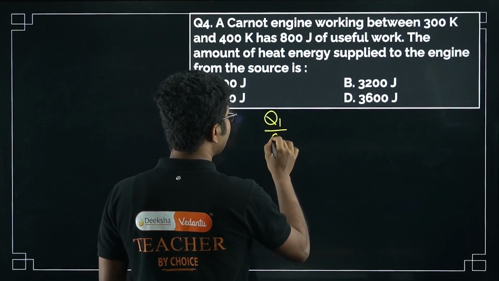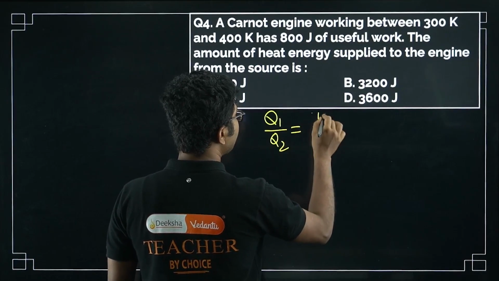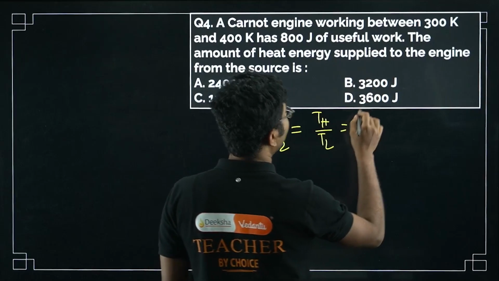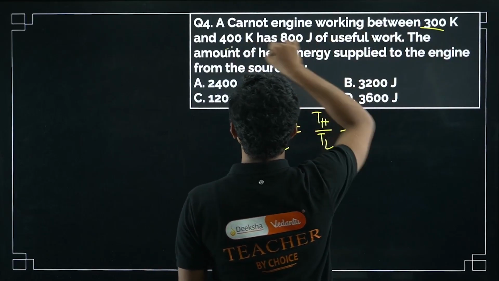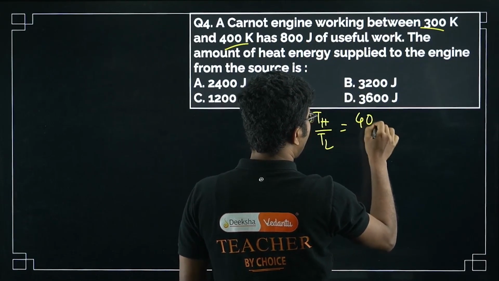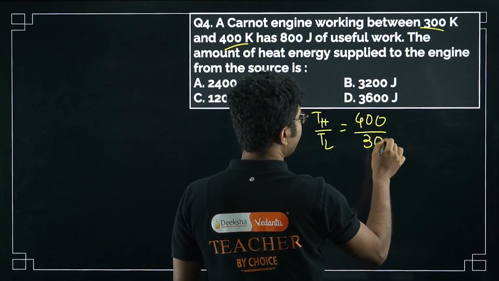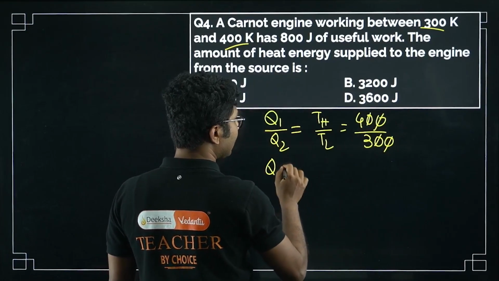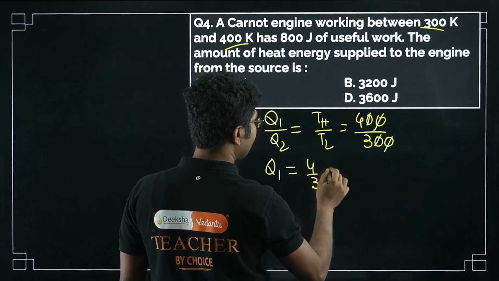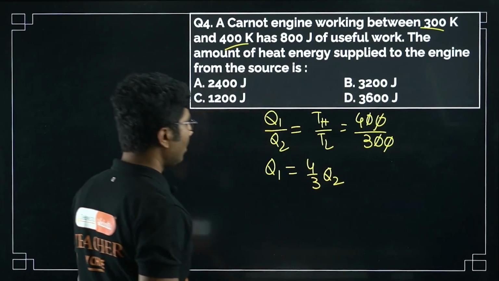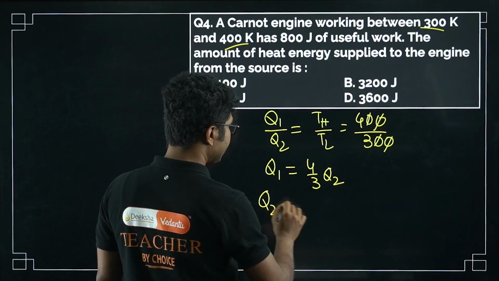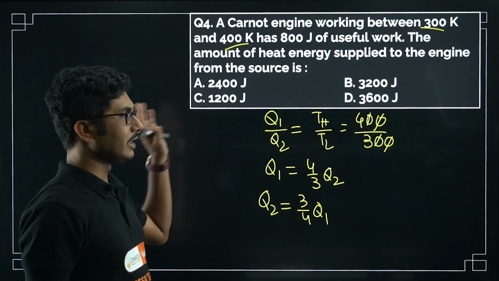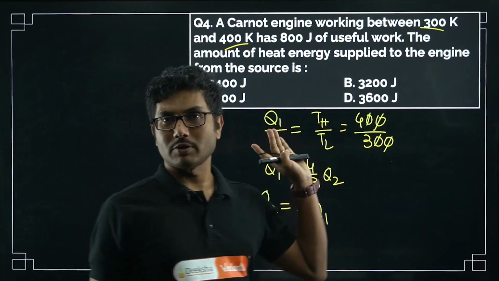So Q1 by Q2 is equal to T high by T low. Okay, so T high is 400 and T low is 300. So we get that Q1 equals 4 by 3 Q2, or Q2 is equal to 3 by 4 Q1. Now, you still don't need to use the efficiency formula over here.